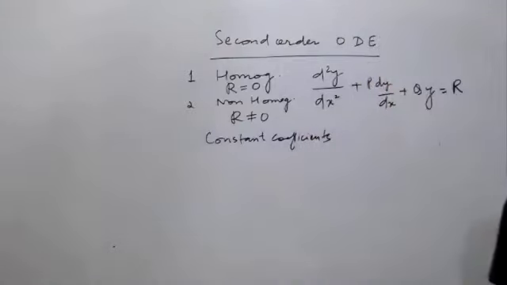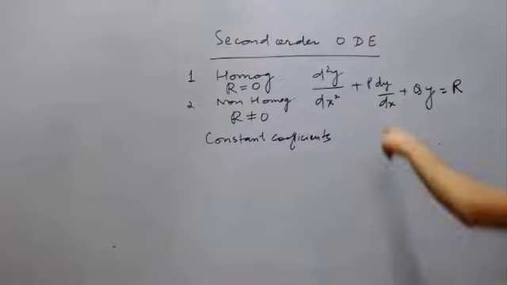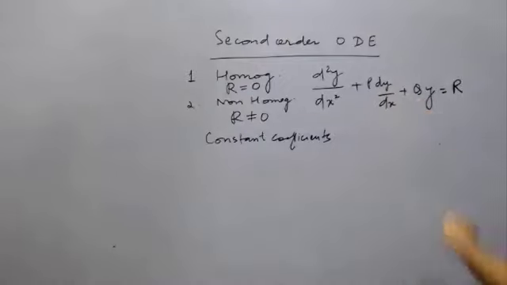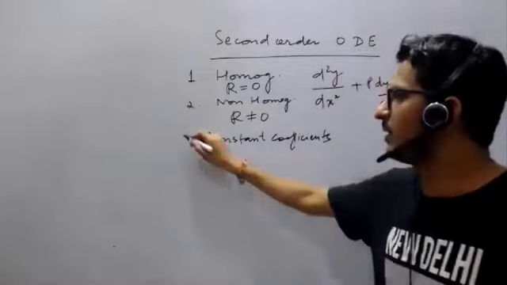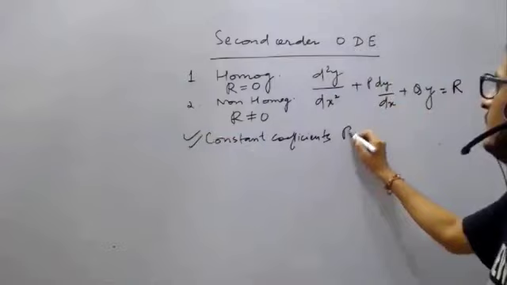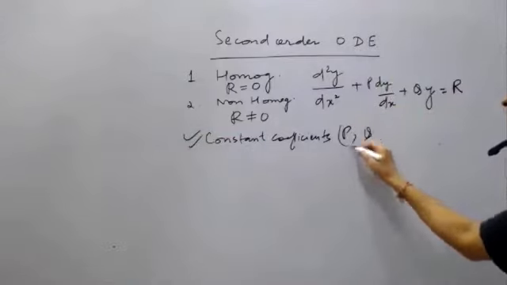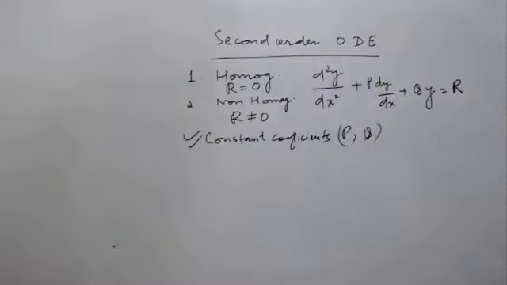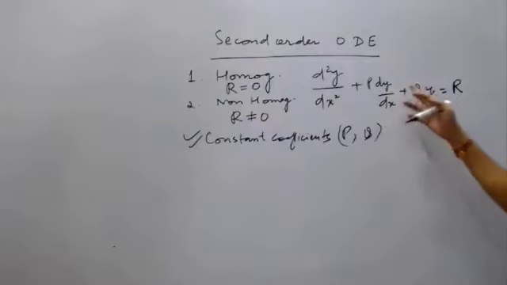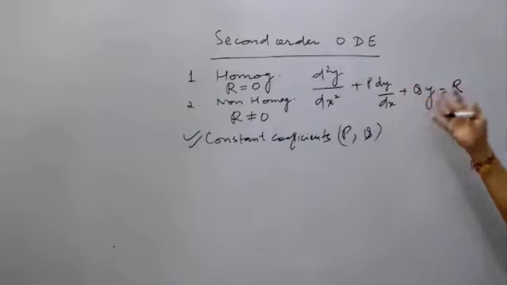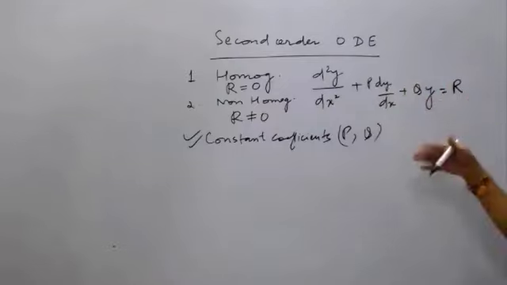Okay, the equation with constant coefficient means this P and Q will be constant. R may be some function that we can handle. So the equations with constant coefficient, that means the value of P and Q should not be a function of X or Y. If it is only a function of X, then it is a linear equation, and if P, Q and R become functions of Y, then that becomes a non-linear second order differential equation.